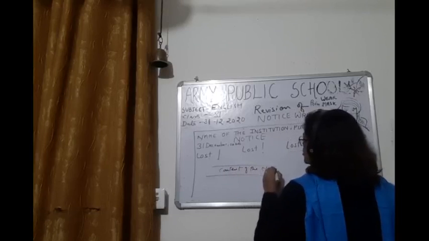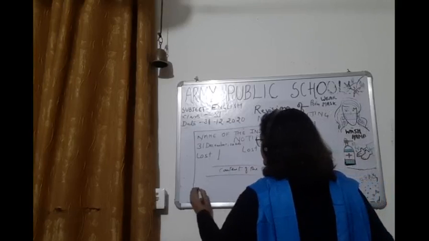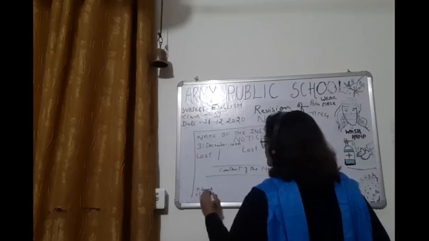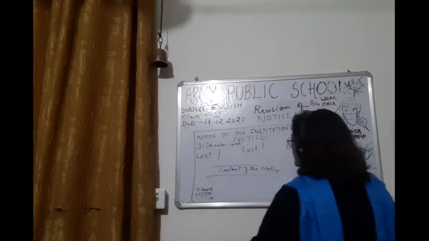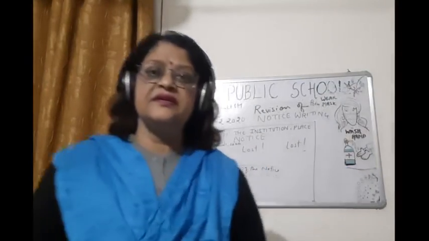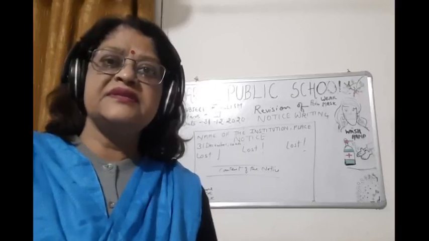All the information should be there. And here you will write the name and class and section of the student. Then you have to leave one line and you have to close your box. So this is how we write a notice.